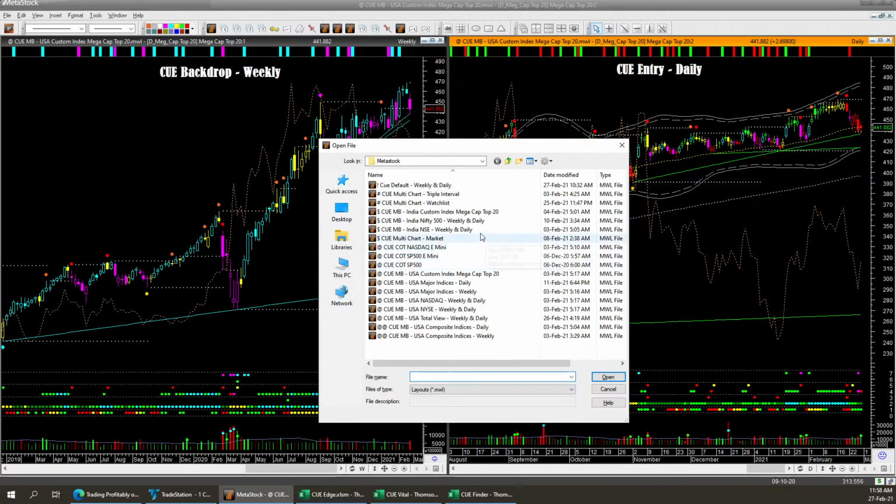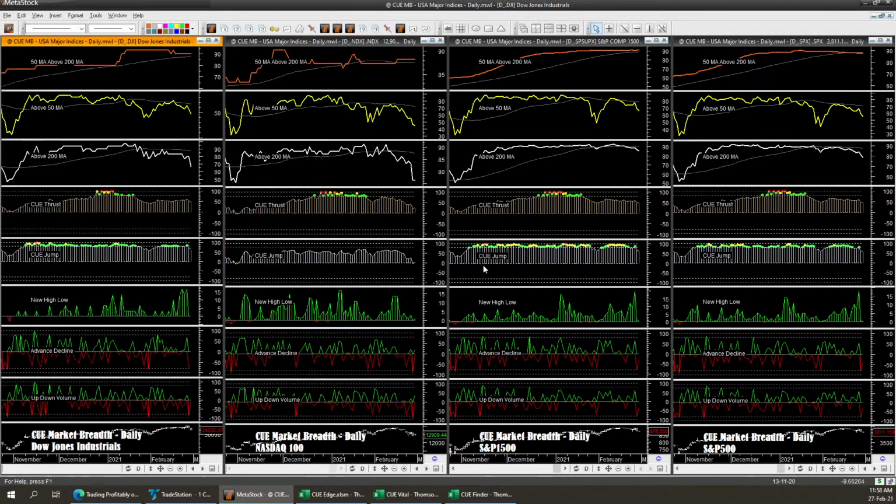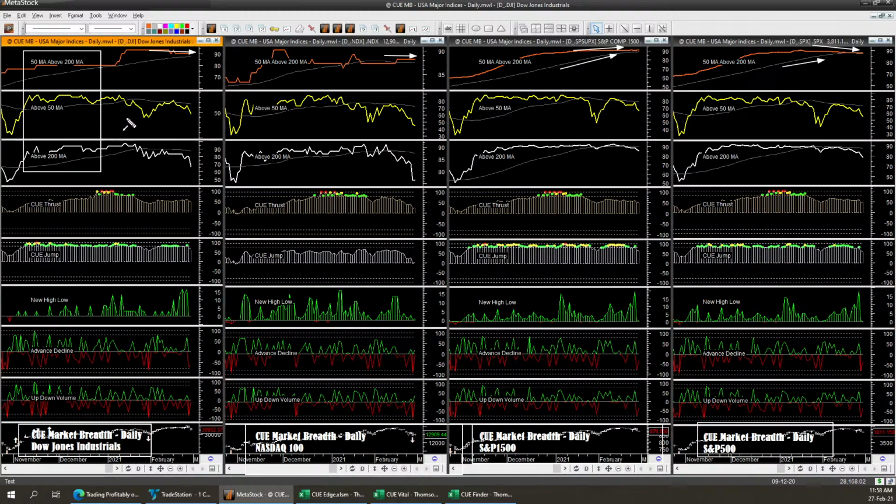If we look at the major indices daily to see the percentage MA calculations, major indices, that is Dow Jones, Nasdaq 100, S&P 1500, 500. Here I am focusing on the percentage MA calculation. Stocks where 50 MA is above 200 MA, that is holding steady. It didn't come below the average line for all the four indices. Stocks where price is above 50 MA, percentage of stocks, that is tilting down. This has already created a lower high, lower low, and is tilting down again.